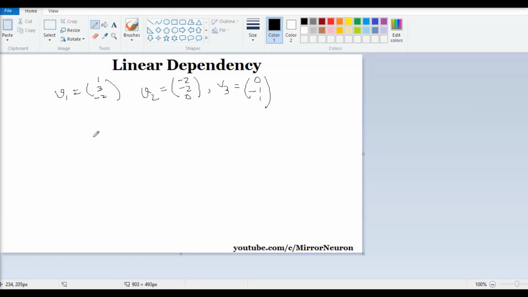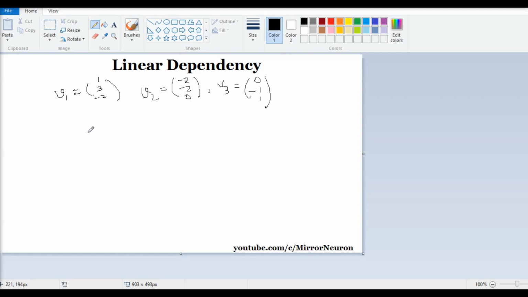Hello friends, welcome back to our series Math for Machine Learning, and today we are going to look into the topic of linear dependency, and this will be the last topic in this section of matrix and vectors.